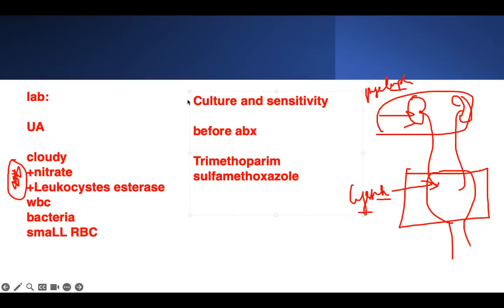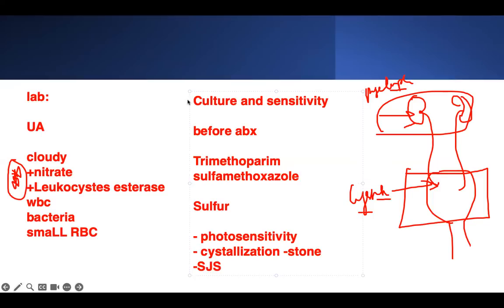Or not the B-sharp, just go back. First, what are the key factors? This is a sulfur drug. So every sulfur drug has photosensitivity. You don't forget it. Most of your big medications are sulfur drugs. Then they can cause crystallization in the urine, so they can form stones. But the biggest one, okay, is Stevens-Johnson syndrome. That is your number one B-sharp moment when you see it.